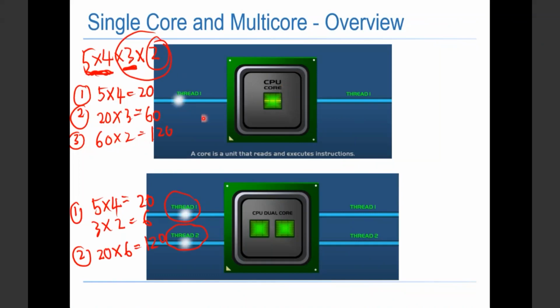Now you can see here, by using a single core, you need 3 cycles to perform this operation. But if you have the dual core, then you need only 2 cycles to perform these operations. So this is for the single core and multi-core, the benefit of having more cores inside of your ICs.